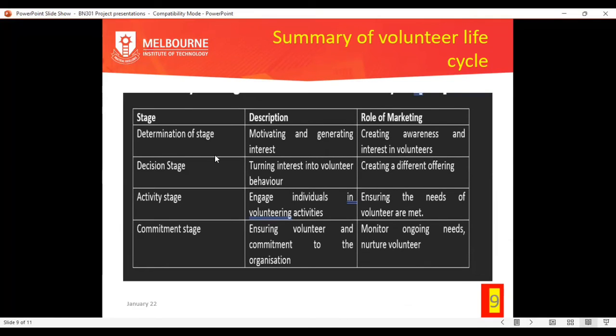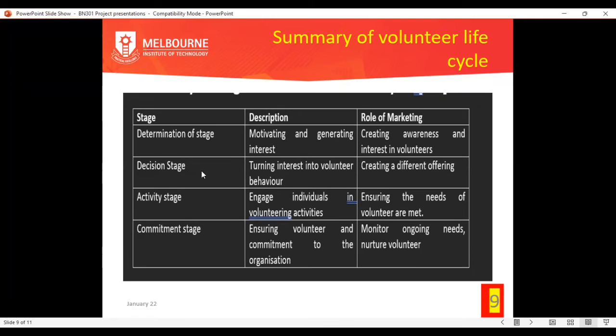So this will be having some different stages like determination stage, decision stage, activity stage, and commitment stage. So for determination stage, it will be motivating and generating interest in the volunteers. So how we can generate interest in the volunteers, and it will be a role of marketing. How we can create awareness among the people by using Facebook, Instagram, and different types of media.